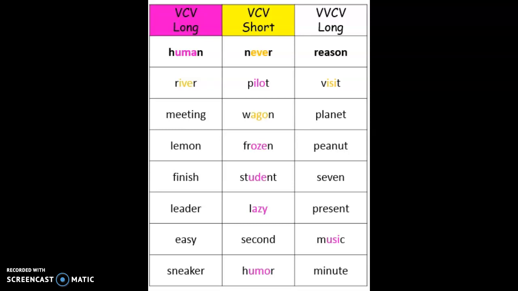Planet is your next word. Planet. Vowel, consonant, vowel with a short sound. It's not planet with a long sound, it's short. Your next word is lemon. Vowel, consonant, vowel with a short sound. We also have finish. Vowel, consonant, vowel with a short sound.